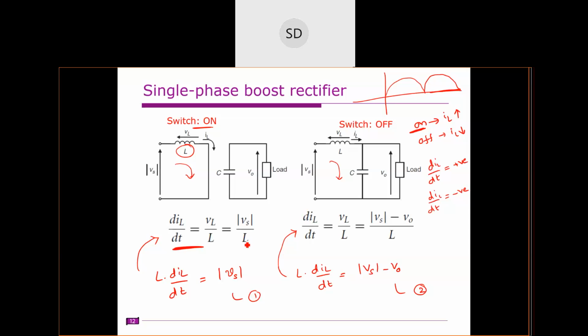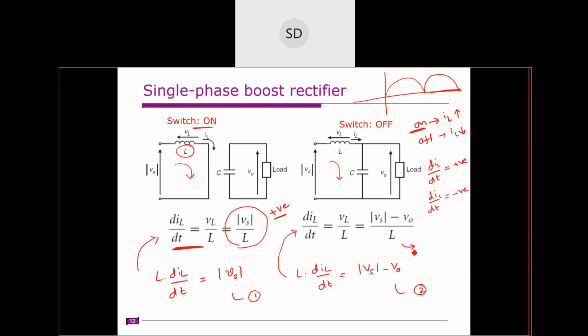When the switch is on, is this positive or negative? Positive, sir. So this is always positive, right? Because the top one is the rectified output. So that means this is always positive.